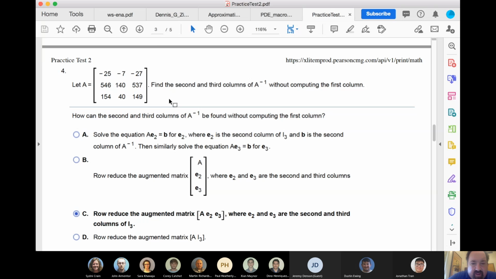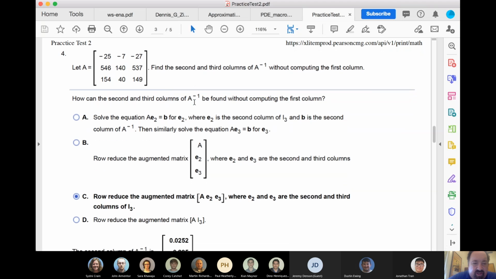Then you can go ahead and solve that, just by doing row operations on A along with E2 and E3. Once you get to echelon form, you can solve for the elements of the second and third column that way using back substitution.